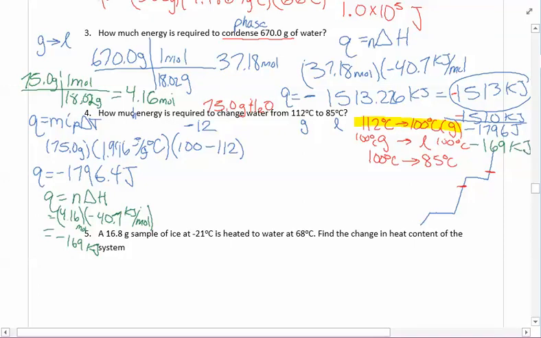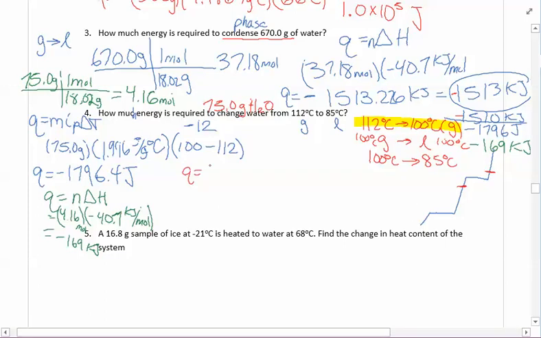While we still have one more part, something to point out, notice we have joules and kilojoules here. This is going to be a problem for us. We're going to have to fix it. We have to make our units match. But for right now, let's just finish the last conversion. So we're going to go 100 degrees Celsius to 85. It's going to be very similar to the first one.